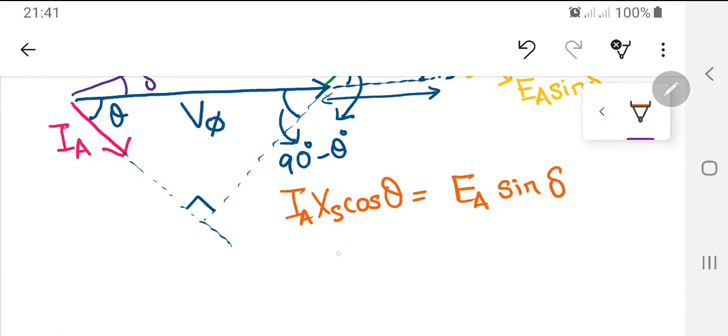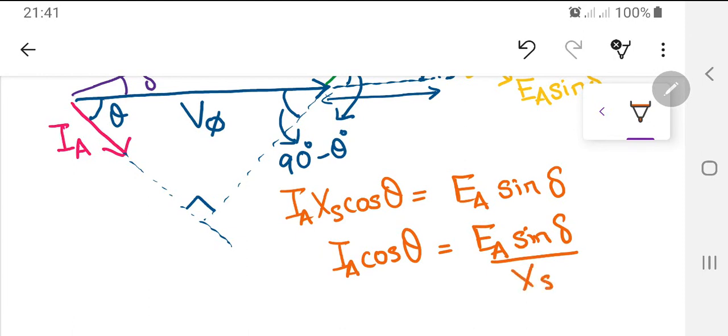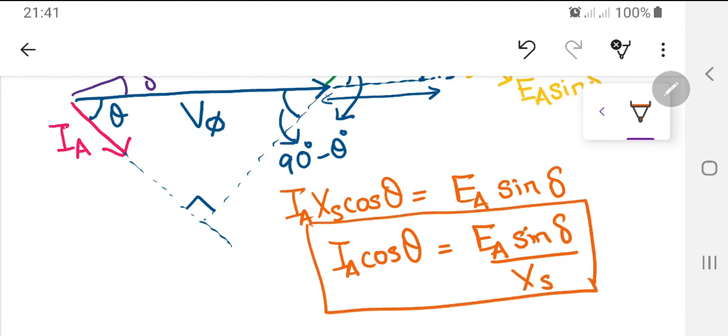I'm just going to rearrange this a little in form. So this is IA cos theta equal to EA sin delta divided by XS. Now this is going to be used in our equation. This is telling you that the x component of the current, IA cos theta, is equal to this expression, EA sin delta divided by XS.